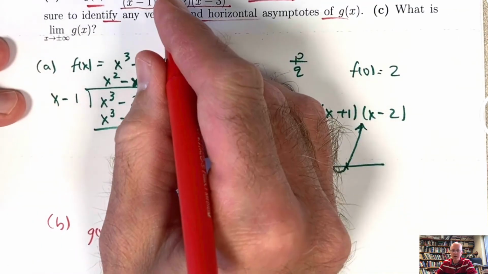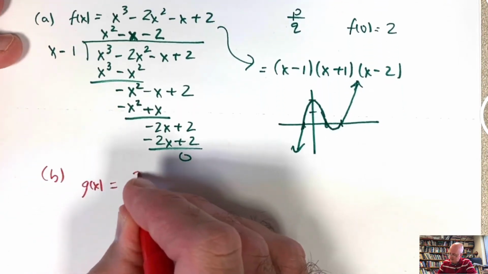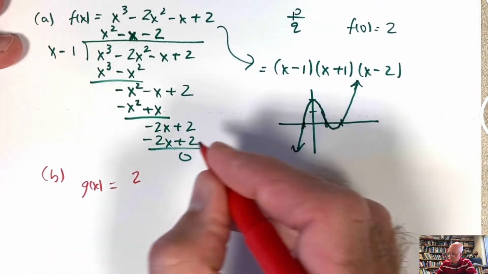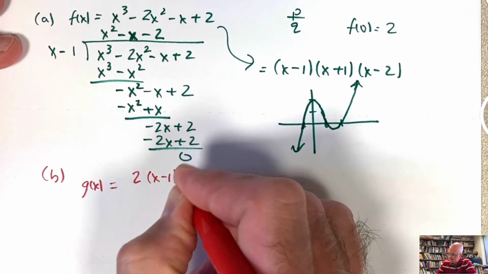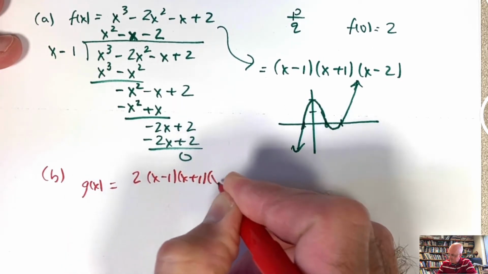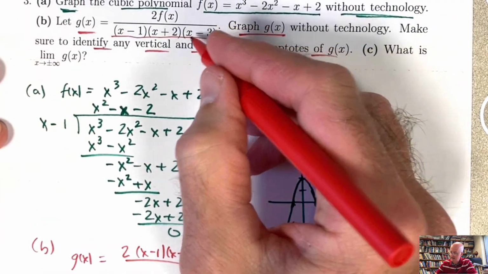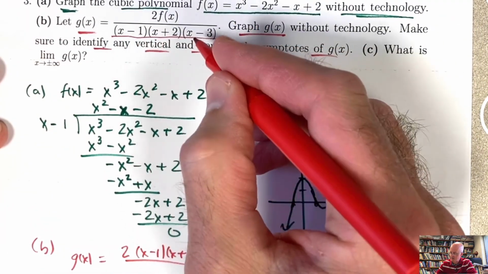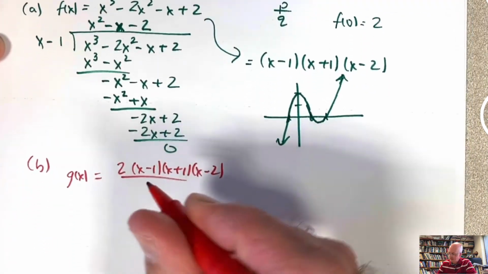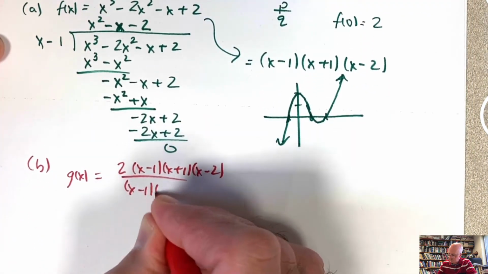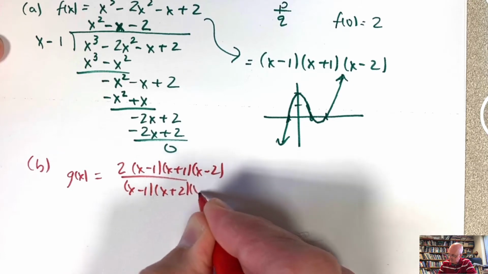And notice the 2 there. I purposely put a 2 there. So we're going to have a 2 in front times f of x in factored form, like this. And the bottom of g of x, looking up here again, is x minus 1 times x plus 2 times x minus 3. X minus 1 times x plus 2 times x minus 3.